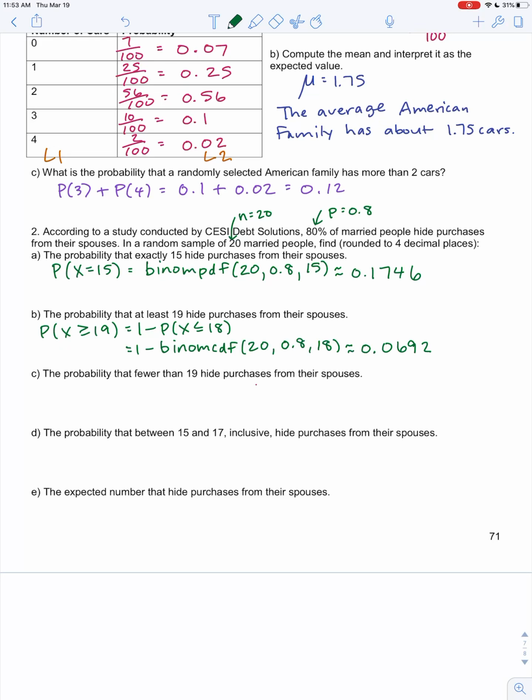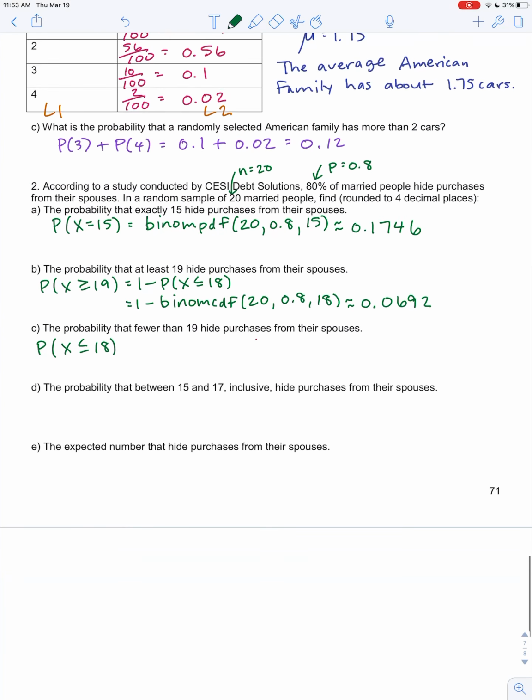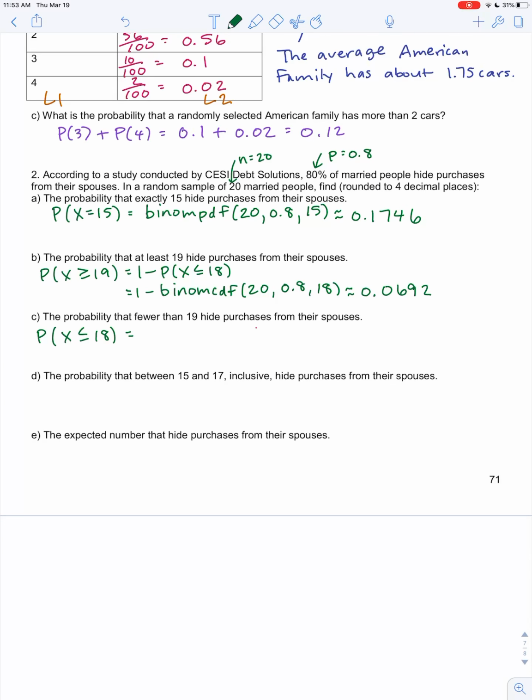Okay, next one, the probability that fewer than 19 hide purchases from their spouses. Fewer than 19. That would be up to 18. So the probability that X is less than or equal to 18. Luckily, this inequality corresponds exactly to our Binom CDF. So we're going to use a Binom CDF. N and P will not change from problem to problem. The only thing that will change is your X value. Okay, so let's type this in the calculator. So I'm getting about 0.9308.